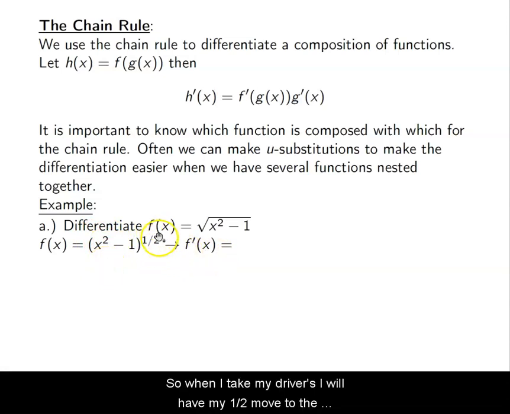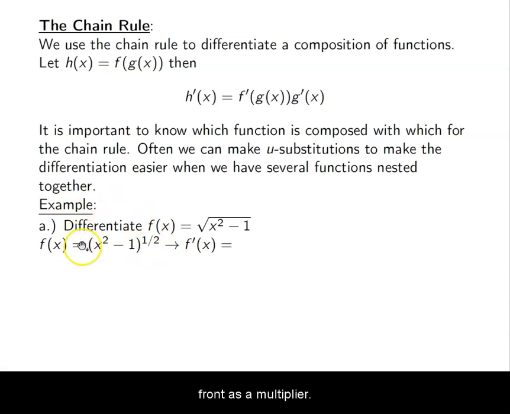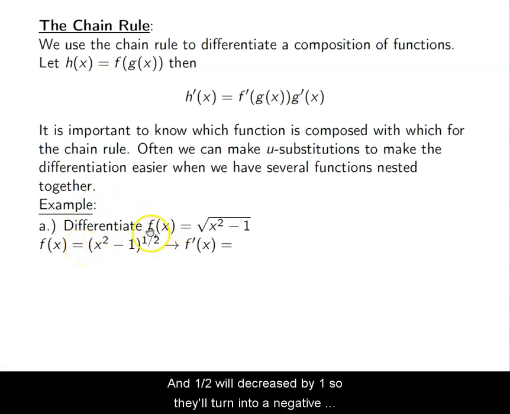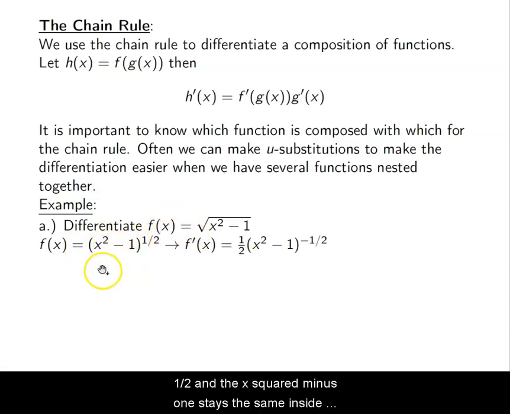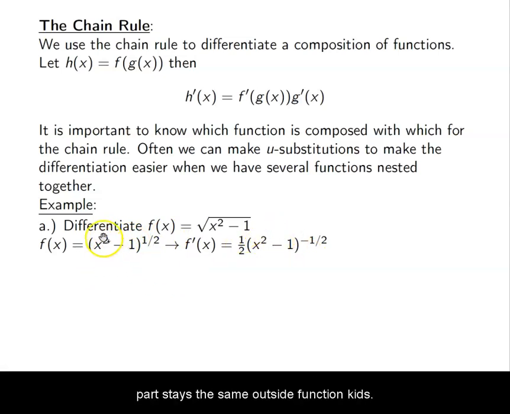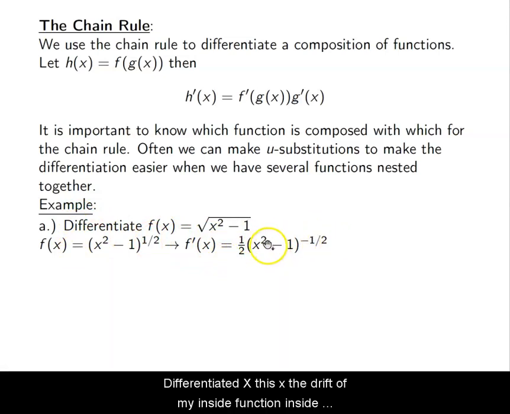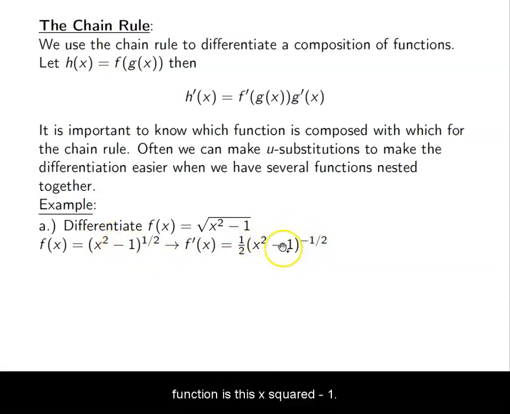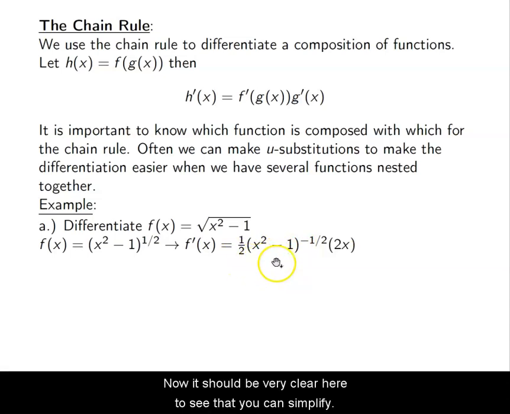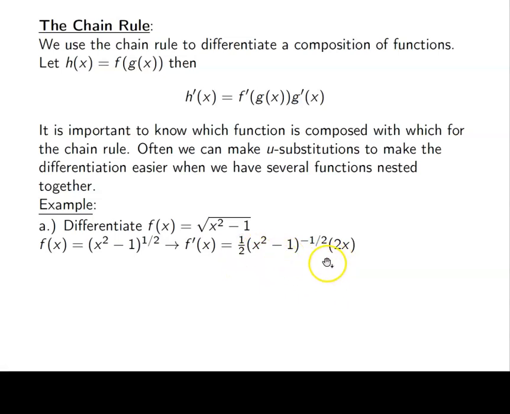So when I take my derivative, I will have my 1/2 move to the front as a multiplier. The 1/2 will decrease by 1, so it'll turn into a negative 1/2, and the x squared minus 1 stays the same. Okay, the inside part stays the same. The outside function gets differentiated. Now I'll multiply this times the derivative of my inside function. The inside function is this x squared minus 1, so I will multiply this times 2x. Okay. Now it should be very clear here to see that you can simplify.